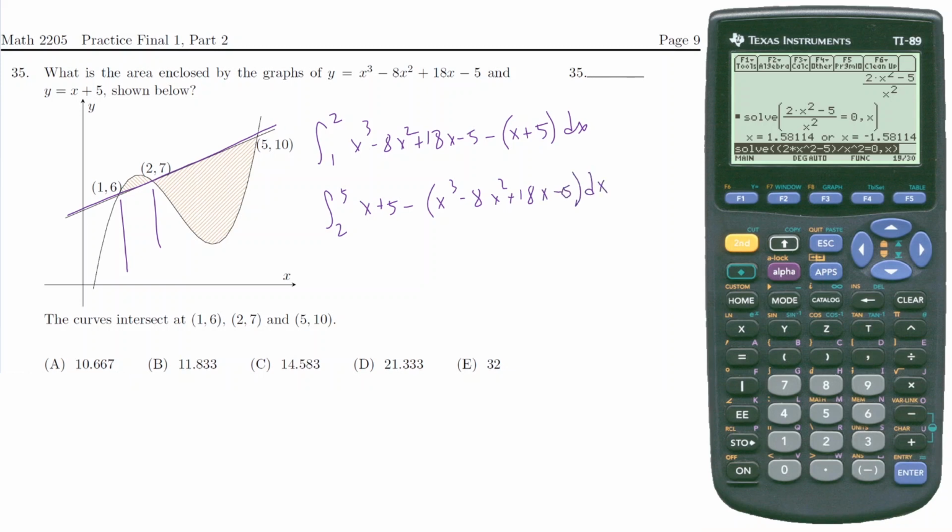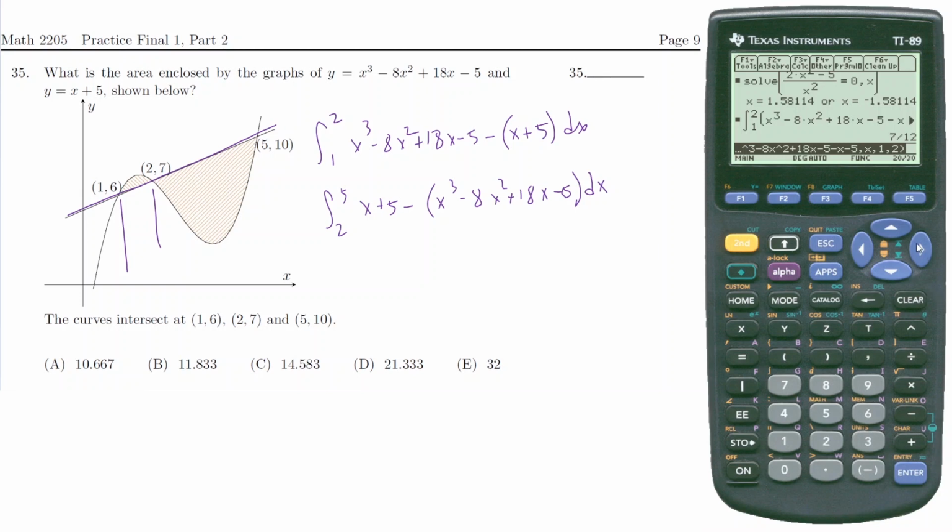All I have to do is type it without any errors. Integrate. And we're going to be done with this amazing test. So x cubed minus 8x squared plus 18x minus 5, then minus x minus 5, comma x, comma 1, comma 2. Boom, boom. The answer is 7/12.